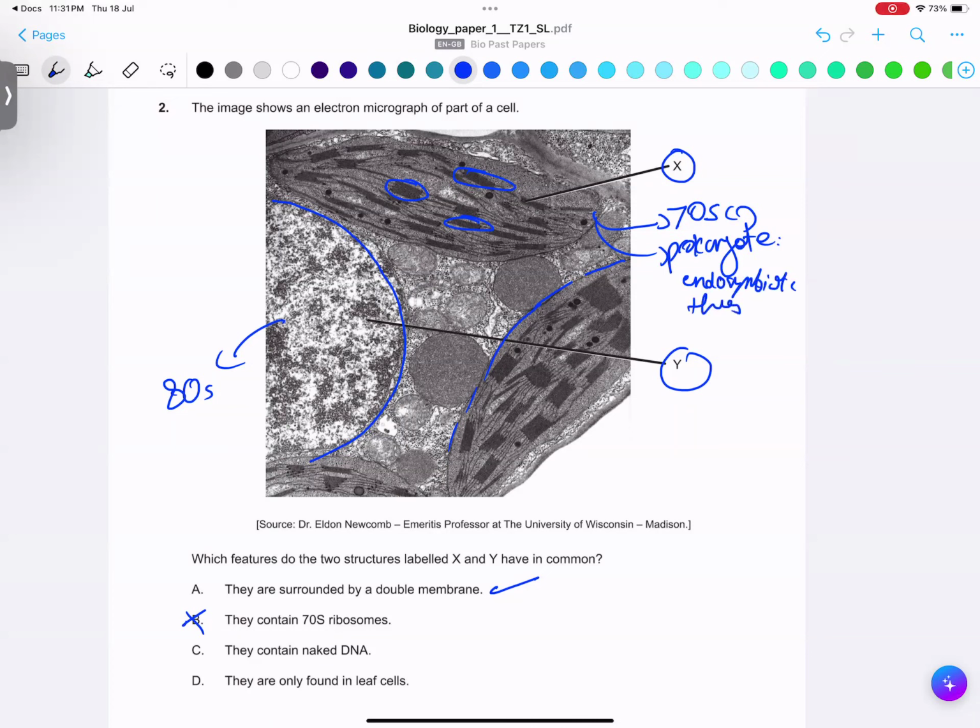This is just a revision. They contain naked DNA. This is only true for one of them and does not apply to both, because prokaryotes contain naked DNA, which in this case is the chloroplast. And they are only found in leaf cells. This is false because the nucleus is not only found in leaf cells. So the answer is A in this case.